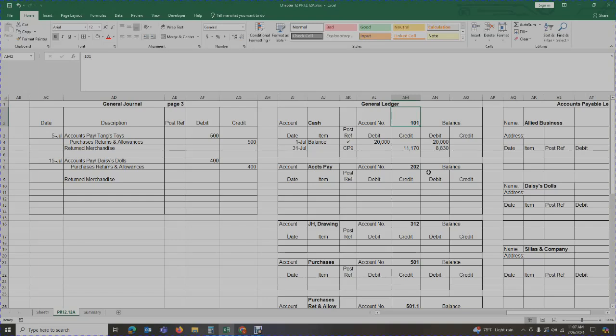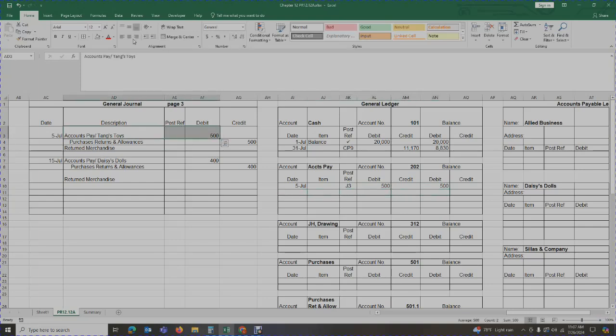Now we're going to move on to your accounts payable. For your accounts payable, we have two things posted here. We have one on the 5th, one on the 15th. So let's bring those two in first. So we have July the 5th. This is coming from general journal number 3, and we have a debit of $500. So my balance will be $500.